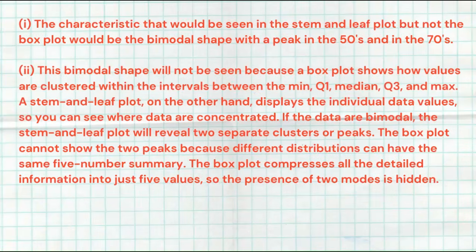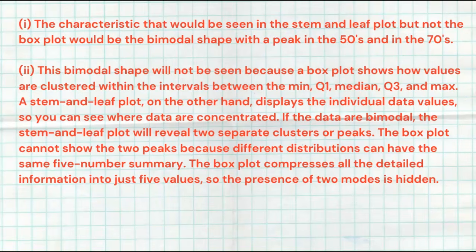So here is my write-up as to why that is. I said the characteristics that would be seen in the stem and leaf plot, but not the box plot, would be the bimodal shape with a peak in the 50s and in the 70s. Now, why is that? Well, the bimodal shape will not be seen because a box plot shows how values are clustered within the intervals between the min, Q1, median, Q3, and the max.